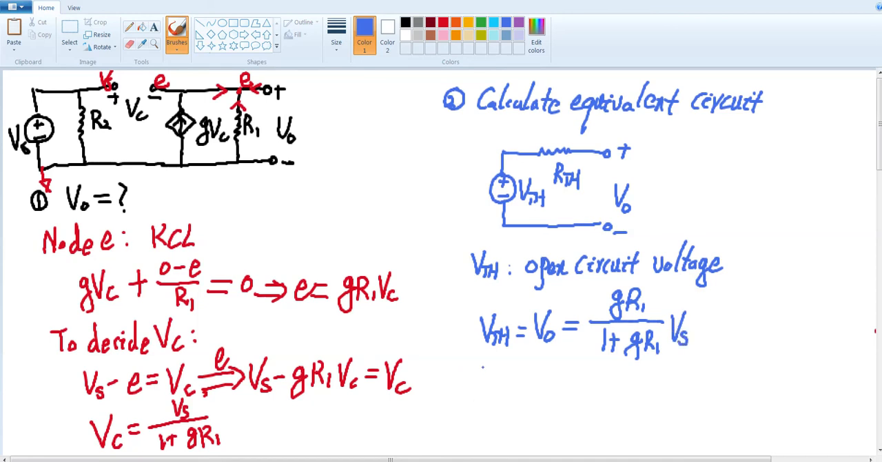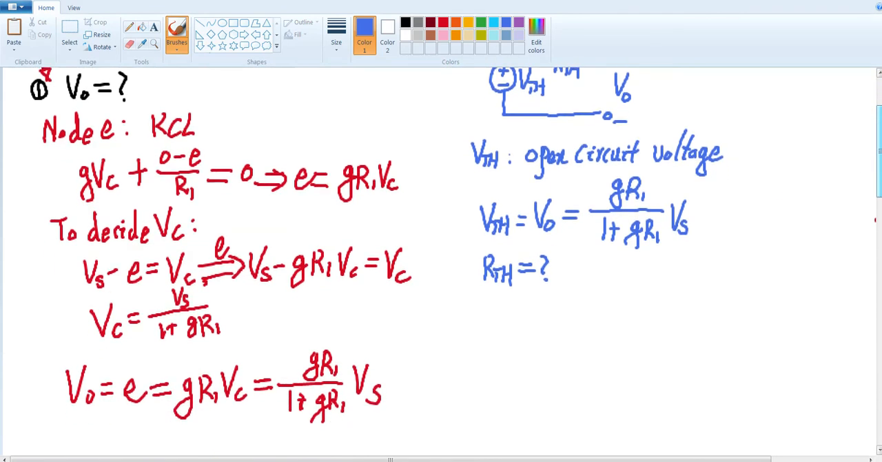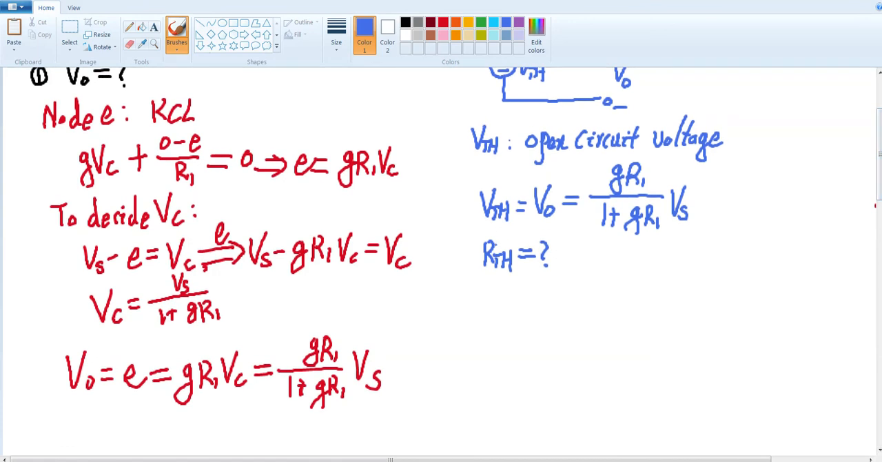The next question is, how do we calculate RTH? For the calculation of RTH, we remember the rule is we have to remove the independent source, but keep the dependent source. So now let's draw the circuit after this independent source is removed. So we remove this independent source, Vs.